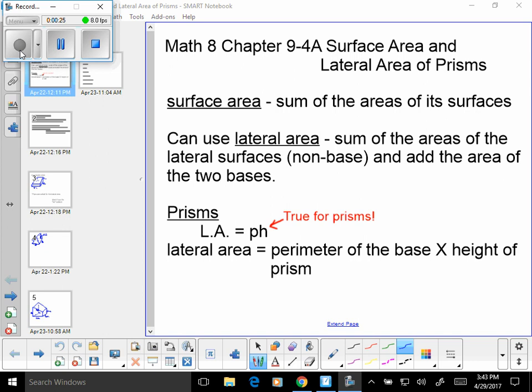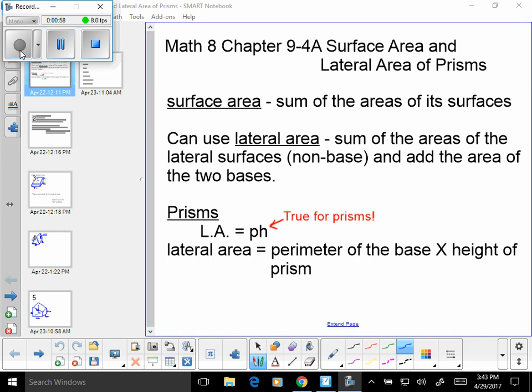Surface area, by definition, means the sum of the areas of all of its surfaces. Back in 6th grade and in 7th grade, we would find the area of each face, and then we would add them all up. That's why we get the word sum, S-U-M. But in 8th grade, we teach you that there's another way of doing that, and that is by using something called lateral area, which means the sum of the areas of the lateral surfaces, meaning the surfaces that are not the base. And then we add to that the area of the two bases.